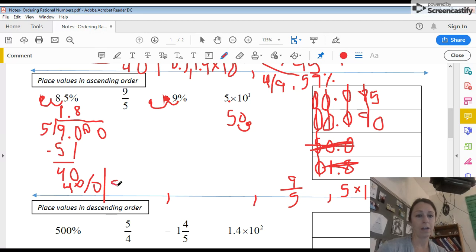That came from 8.5%. And then that one's out. And then the next bigger came from 9%.